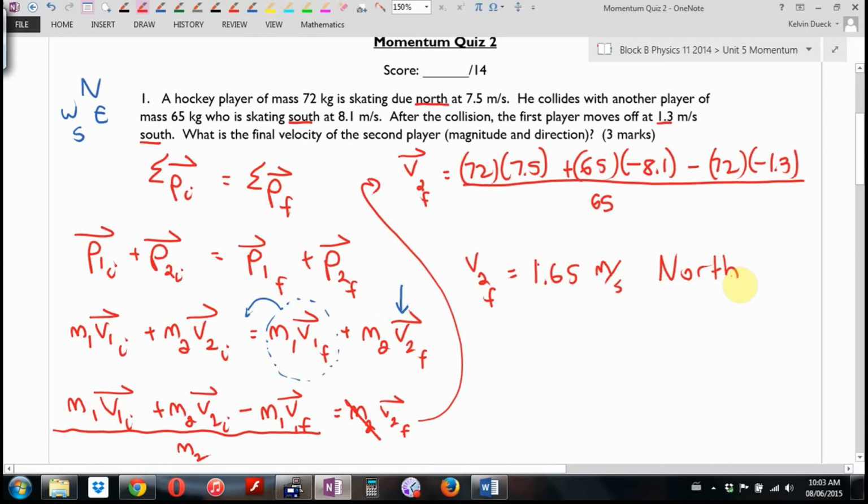I guess what happened: player 1 comes up north, player 2 is heading south. After they collide, they bounce in opposite directions. I can visualize that. Sure, that's a body check, bouncing off each other. If you got that, 3 out of 3. Otherwise, I would give you 1 mark for the magnitude, 1 mark for the direction. I would probably give you a half mark if I saw that you had written the sum of all the momentum initial equals the sum of all momentum final, and a half mark if I saw this magic equation there.